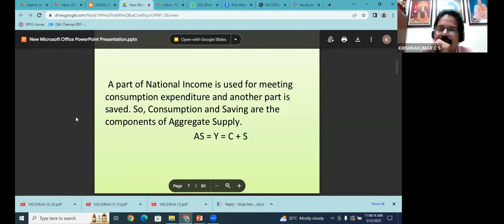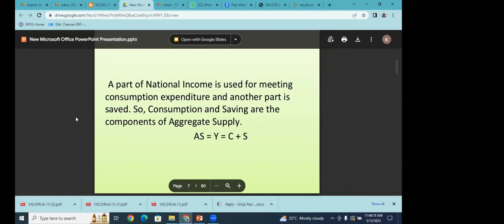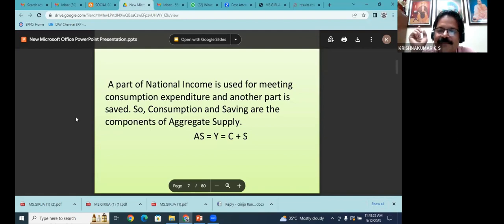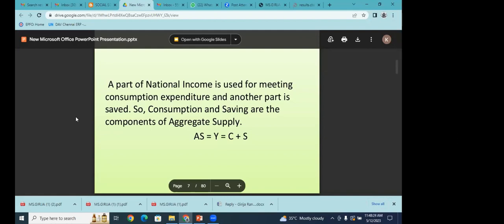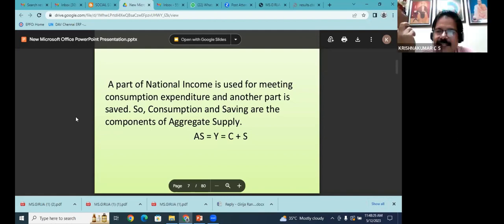What is C plus I curve? Aggregate demand. And what is C plus S curve? Aggregate supply. Yeah, why do we call it C plus S? Because aggregate supply is equal to national income. Income is equal to consumption expenditure plus saving. So income is equal to C plus S. Aggregate supply is equal to income. So aggregate supply is equal to C plus S.